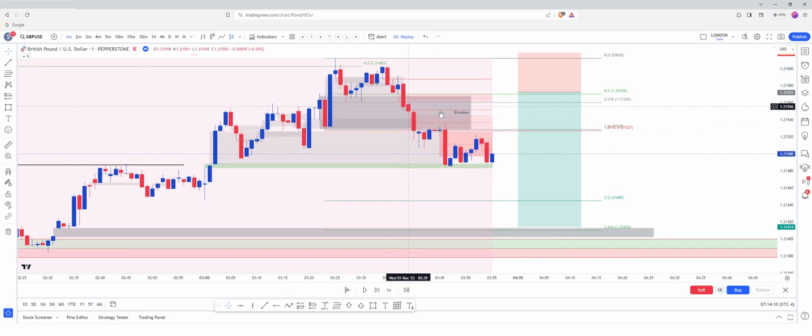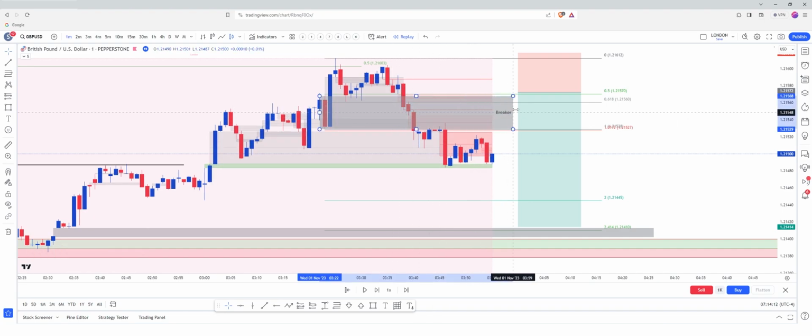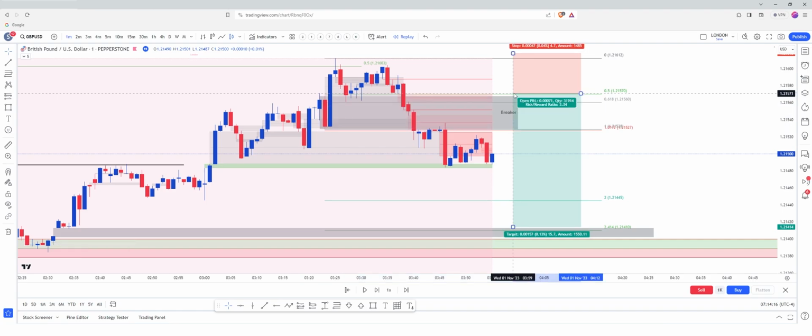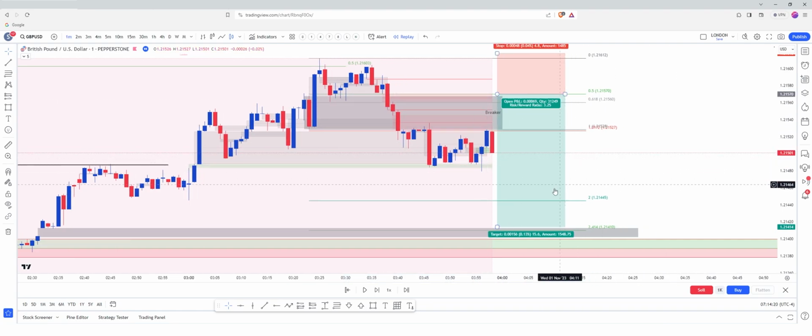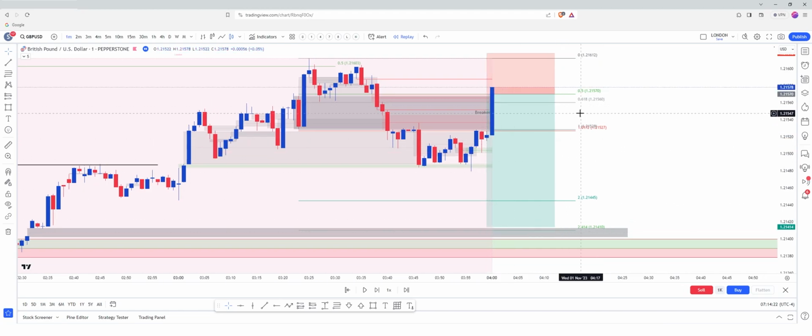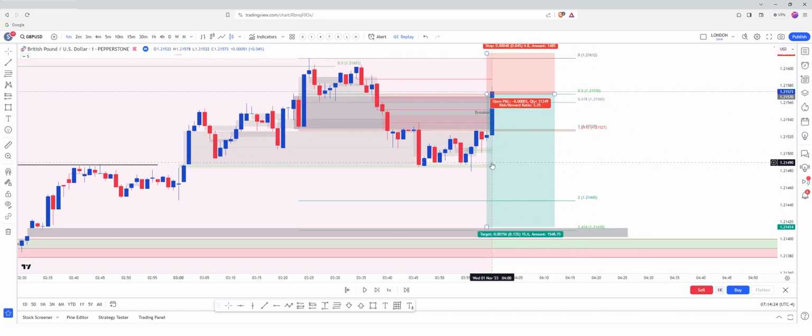So we haven't had an explosive move away from the breaker block. We're kind of consolidating underneath it. So I'm watching for 4 AM now. And you'll see we get a really nice drive into our level at 4 AM.